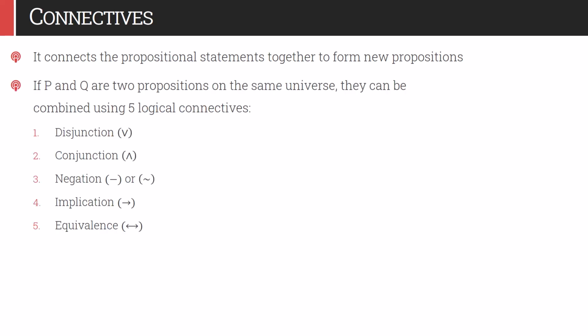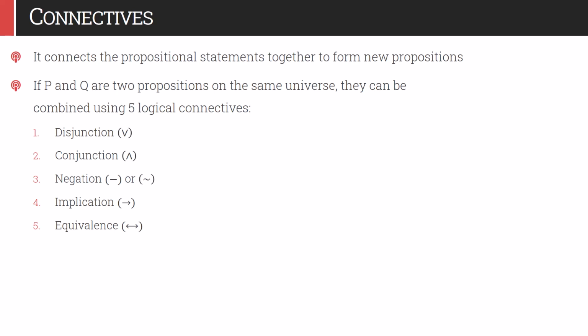If P and Q are two propositions on the same universe, then they can be combined in 5 different ways. One is disjunction, which is the same as a union. Conjunction, that is the same as an intersection. Negation, that is complement. Implication, that is the if-then rule. And equivalence, that is, if P implies Q, then Q implies P kind of statement.